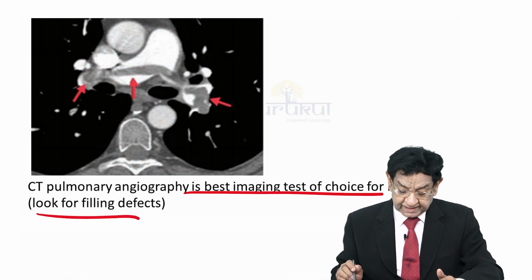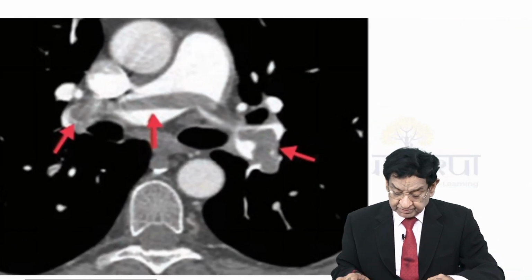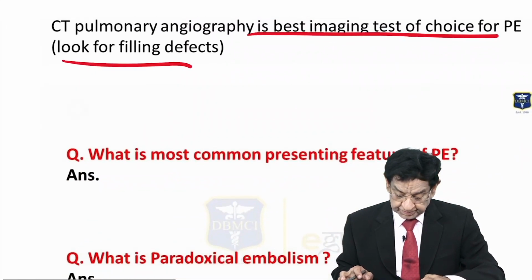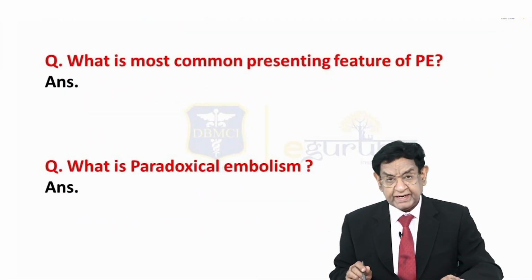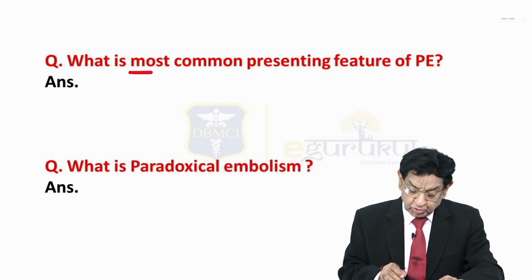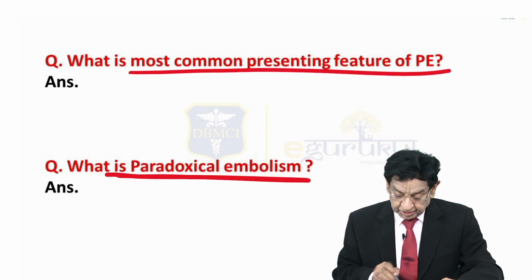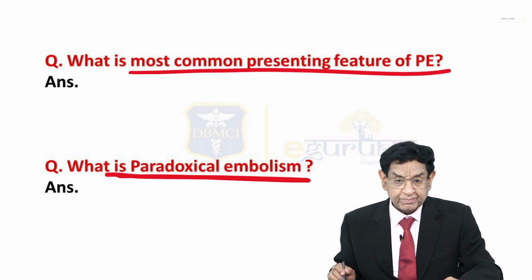Very nicely shown here, now you can see much better. The arrow is already there. Now I've got two questions for you. In a case of pulmonary embolism, what is the most common presenting feature of PE and what is paradoxical embolism? Well, stop the video, write down the answer in your copy.